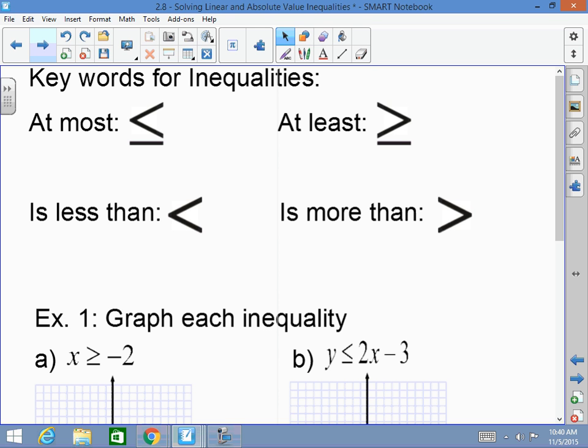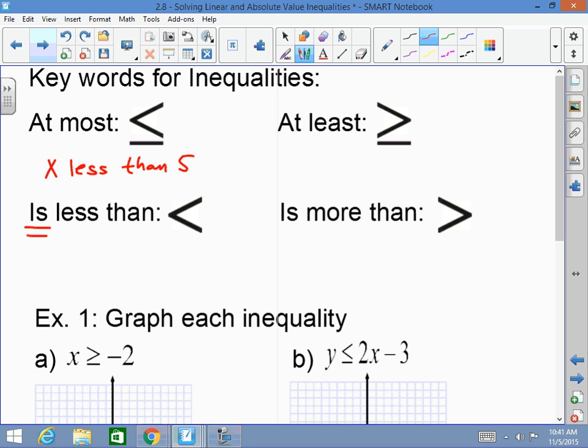Now, when you see the word "less than," that means subtraction. But when you see the phrase "is less than," that means it's the less than sign. So if I were to tell you "x less than 5," that means 5 minus x. Remember that "less than" means switch. But if I tell you "x is less than 5," that means that x is less than 5. Big difference. Please be careful and cognizant of that.